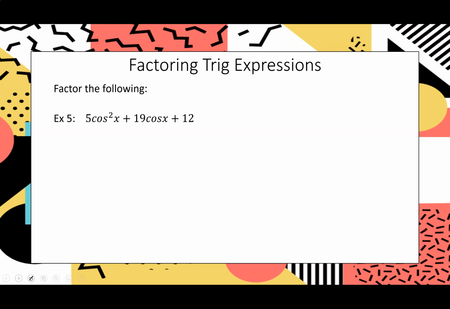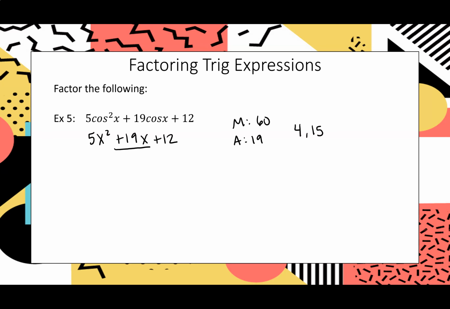All right, folks, we should have rewritten this as 5x squared plus 19x plus 12. I multiply a 5 times a 12, and I'm trying to multiply to 60 and add to 19. Those two values that I get are 4 and 15. Yep, 4 times 15 is 60, 4 plus 15 is 19.